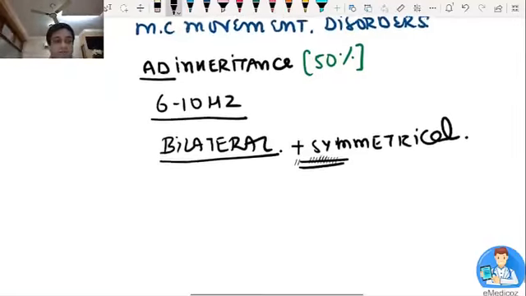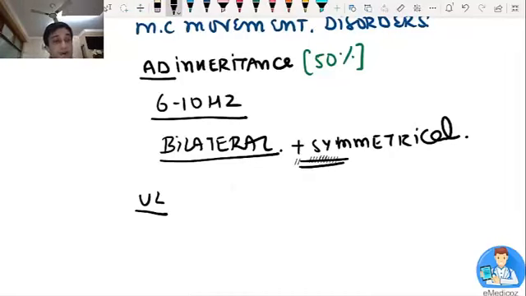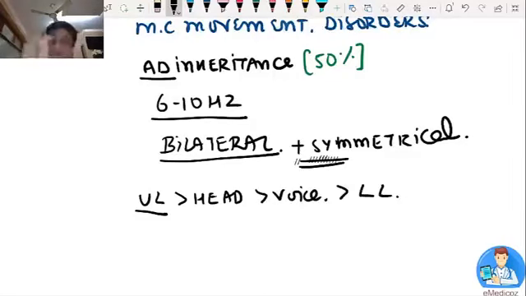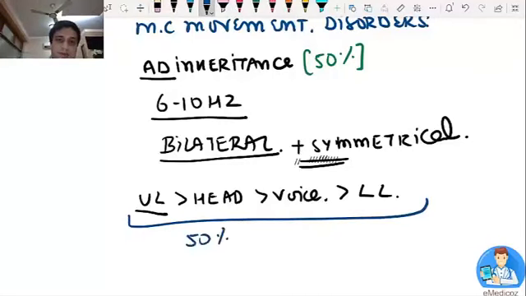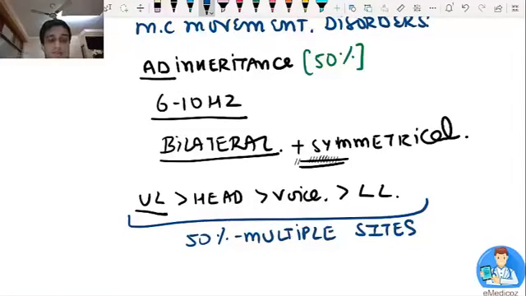Few extra points. They commonly affect the upper limb, followed by the head, the voice, and then the lower limb that we can see. So we find the upper limb is more frequently affected, and the least frequently affected in this order is the lower limb. But 50% of these patients have got the disease not at one point in the body, they have got the disease at multiple sites. So these tremors happen on multiple sites in around 50% of these patients.